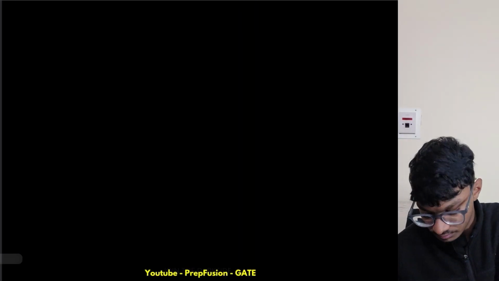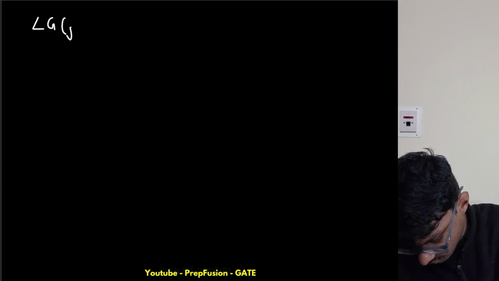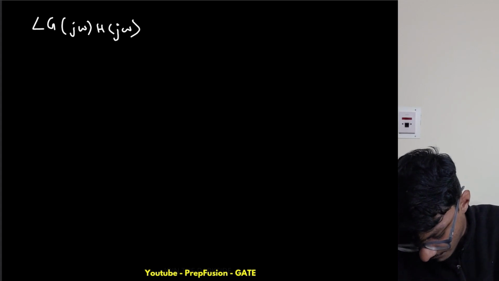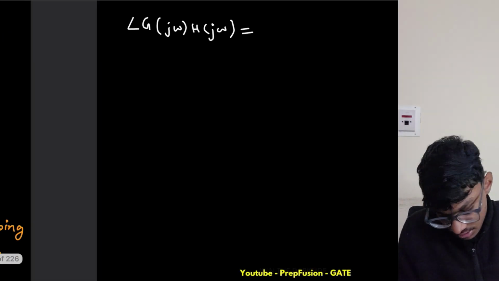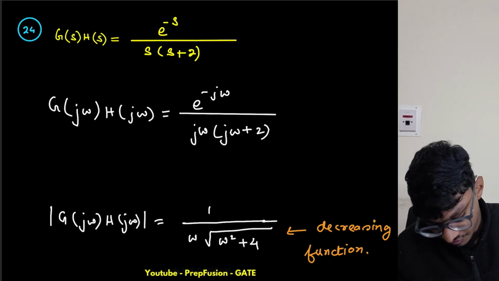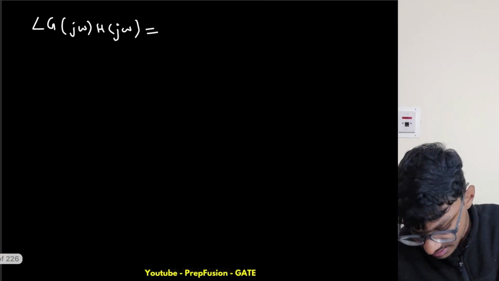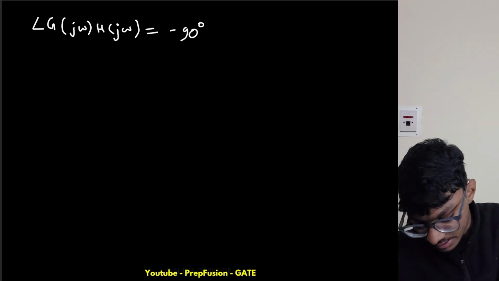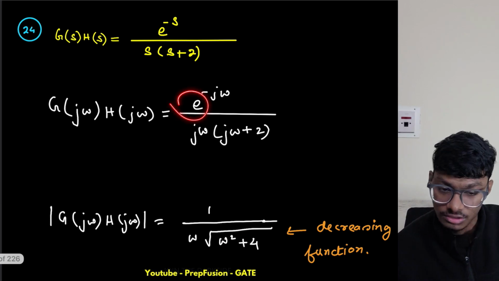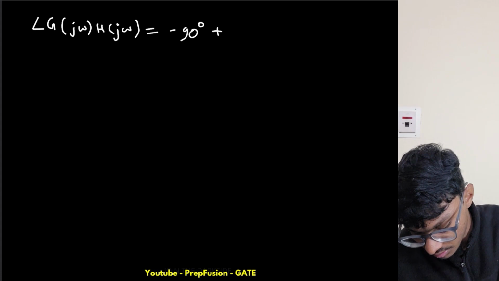So what about my angle? What about my angle? Angle is basically, firstly, it's a type 0 system, so due to this one obviously I will contribute minus 90 degree angle. So that I should write at the start, and then due to the 0, what is this contributing? This is contributing minus omega angle. So due to the 0 I'm getting minus omega angle.